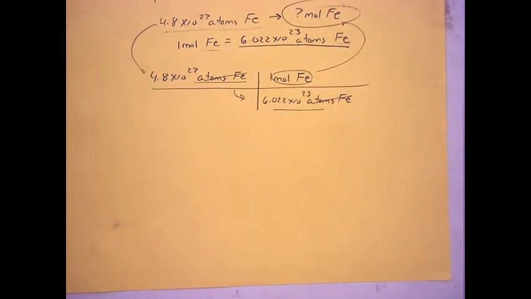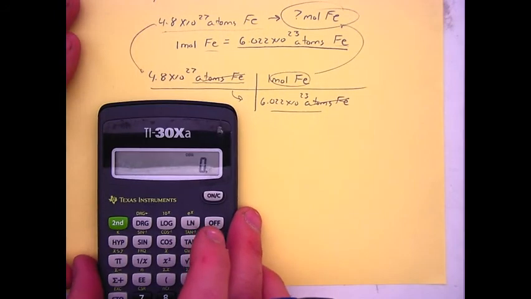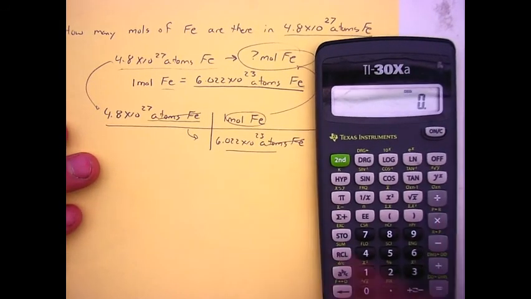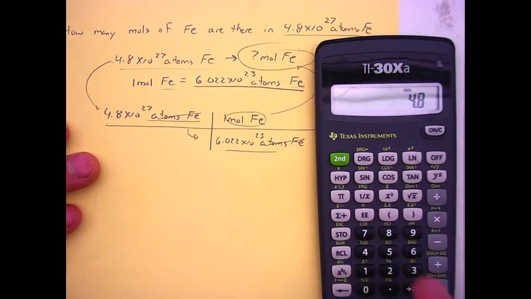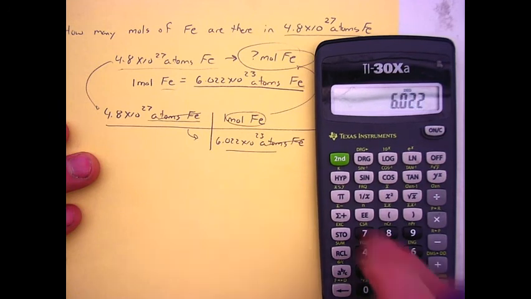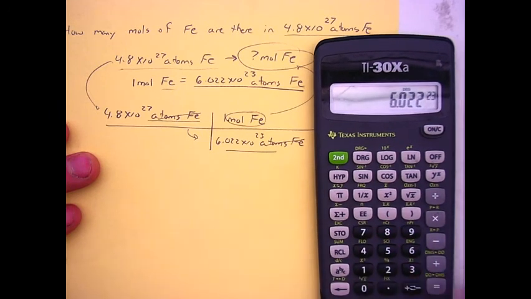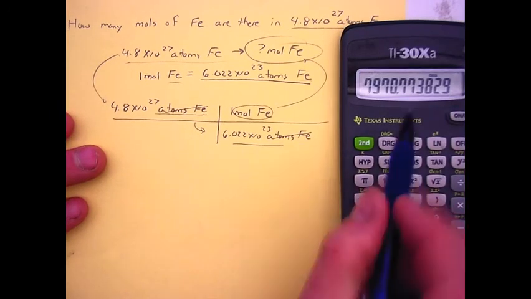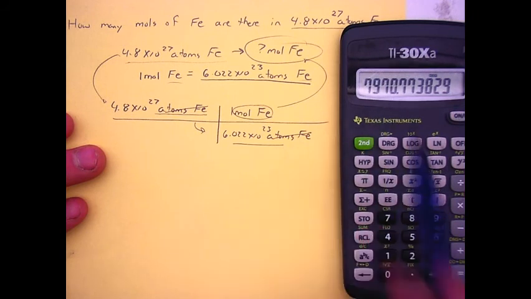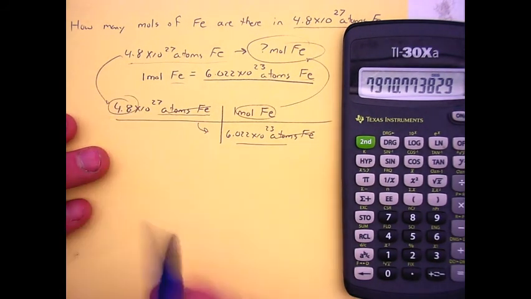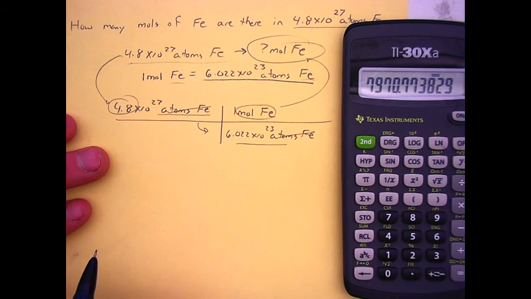This time, when we use our calculator, instead of multiplying, since it's on the bottom, we're going to divide. And we have 4.8 EE27 divided by 6.022 EE23 equals. And I get 7,970. Again, we only want two significant figures.